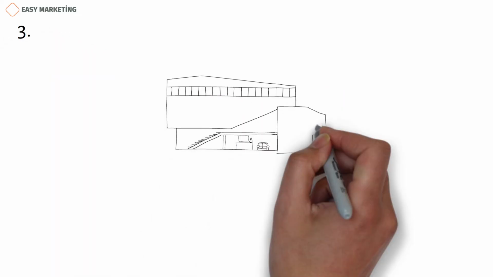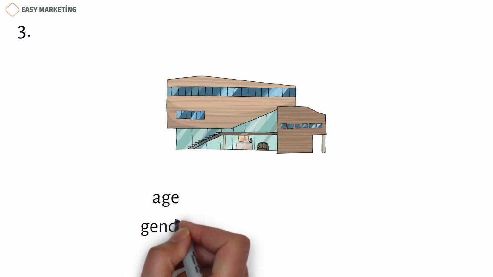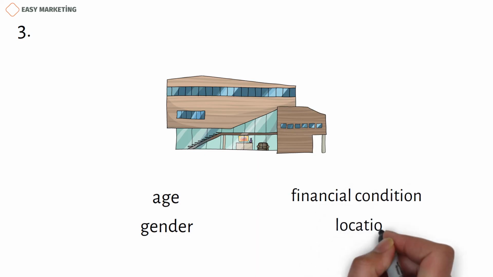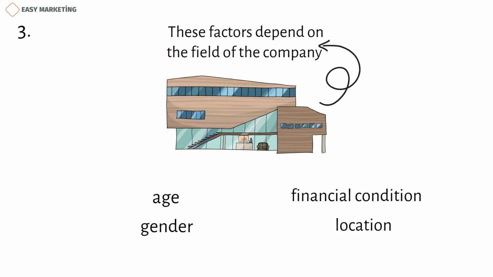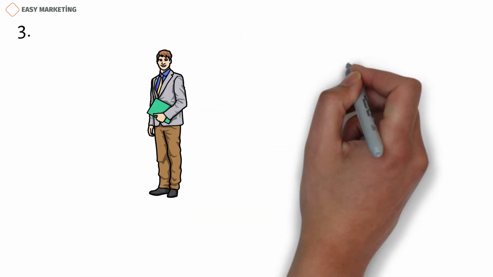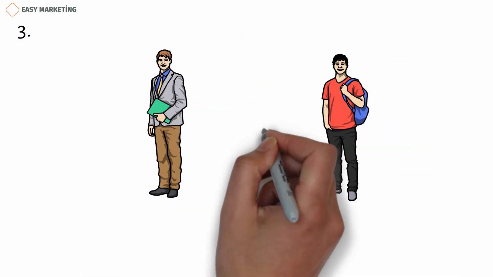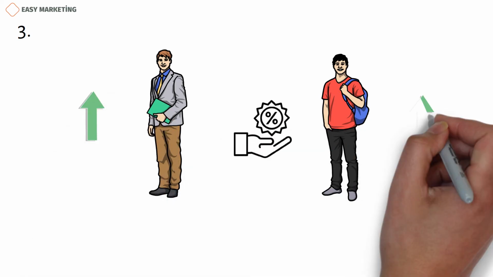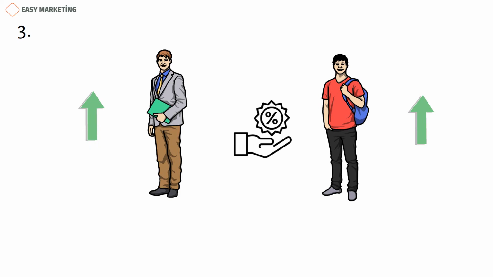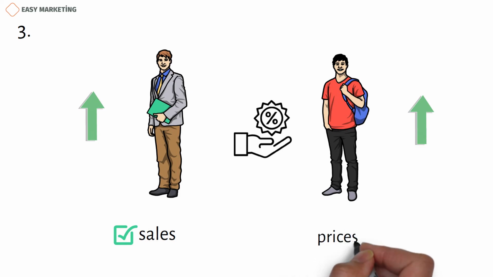The third type of price discrimination is the price difference made by companies based on age, gender, financial condition, and location. These factors depend on the field of the company. For example, if there are teachers and students among the customers of our business, we can set a discount price for them. Thus, we can attract more teachers and students. As a result, we can increase sales, and teachers and students can benefit from affordable prices.